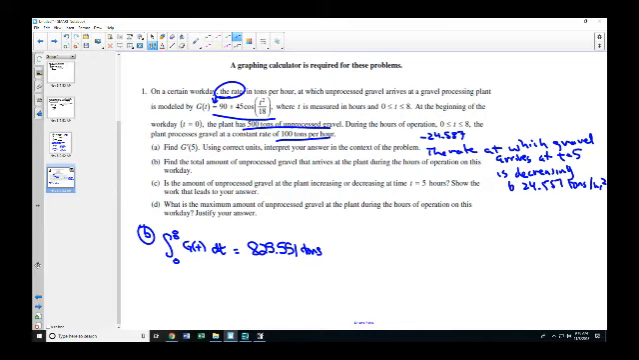Okay, is the amount of unprocessed gravel at the plant increasing or decreasing at time 5? Sign analysis of G of T, because it's the rate function. Well, we know the rate is decreasing, right? What's the rate at which gravel's arriving? Yeah, so, right, G of 5.